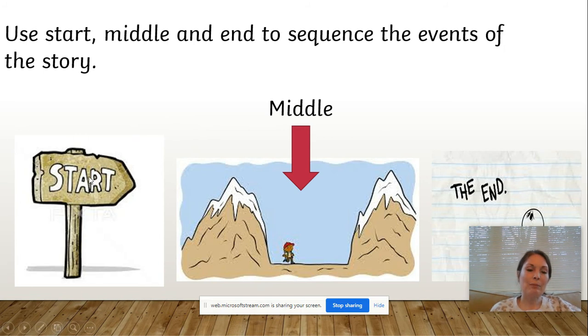Drawing pictures, what happens at the start, then some arrows to move us on to the middle, which is normally an event, something exciting or scary or interesting that happens, and then an ending. But remember, your ending doesn't have to be a happy ending. Not all endings are, so we'll leave that up to you, boys and girls.